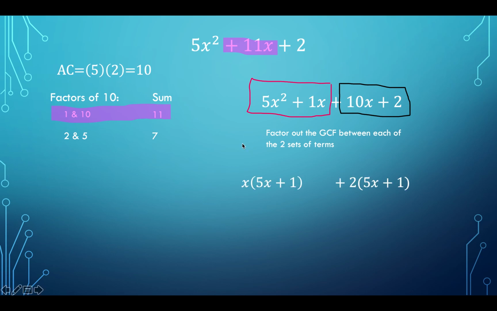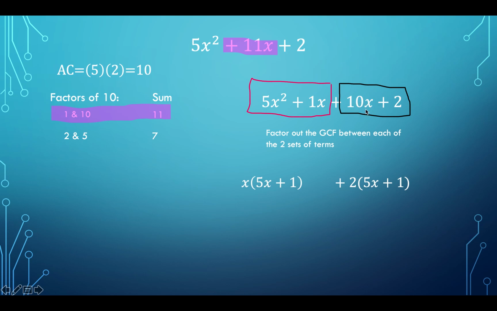When we do that, the greatest common factor between 5x squared and 1x is x. And then we have to work backwards. How do we get 5x squared back? We have to multiply x by 5x. And then how do we get 1x back? We have to multiply x by 1. So we're done with this part of the problem.